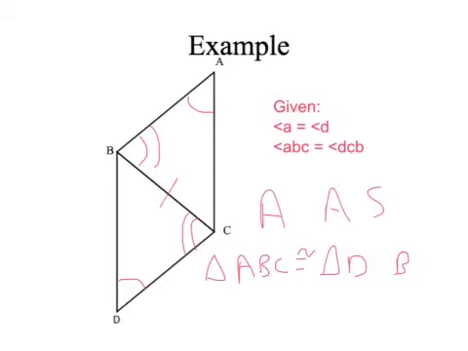Four ways to tell, the only four ways you can tell a triangle is congruent: side-angle-side, angle-side-angle, angle-angle-side, or side-side-side.